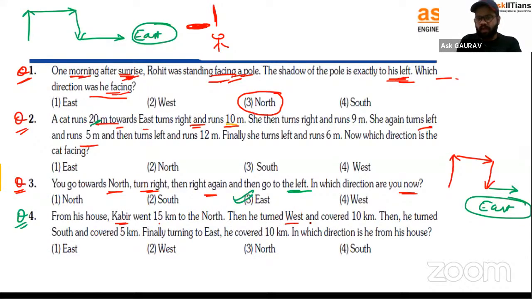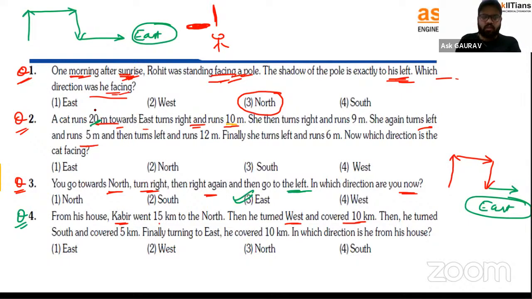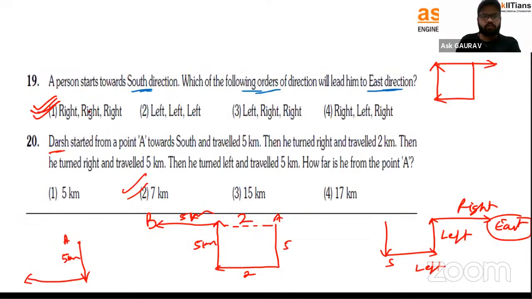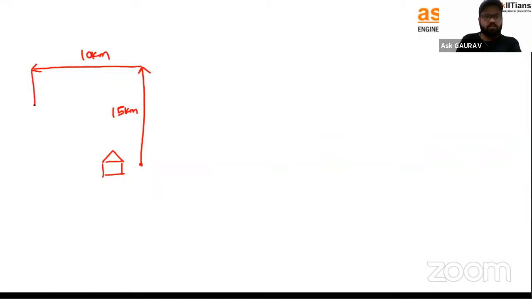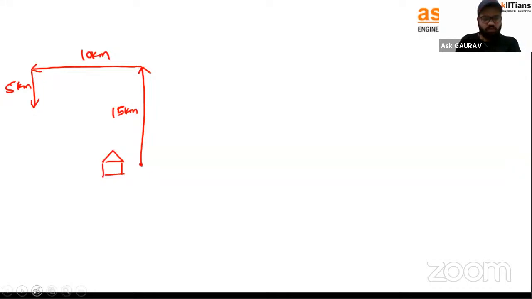Then he turned west and covered 10 kilometers. What is west? West is here. 10 kilometers, right? Then he turned south and covered 5 kilometers. Finally, turning to east, he covered 10 kilometers. So the east direction from here will be this one, and cover again 10 kilometers. So he will reach this point, right?